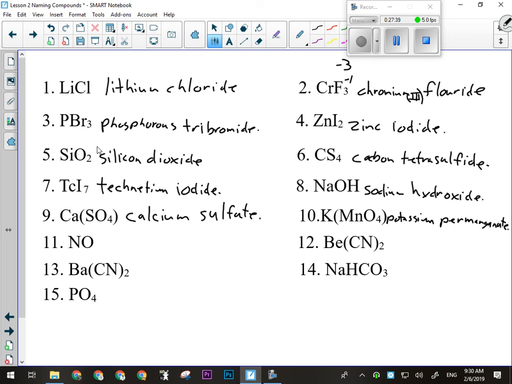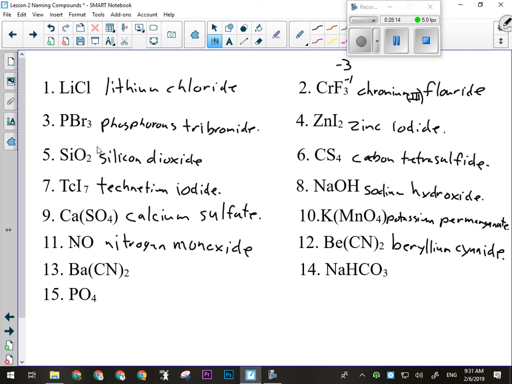Okay, number 11. We got 1 nitrogen, 1 oxygen here, molecular compound. So this will be nitrogen monoxide. Okay, and number 12, we have beryllium, which is a metal. And this polyatomic ion CN, which is cyanide. So this will be beryllium cyanide. Cyanide is highly poisonous and interferes with the metabolic processes of your cells. It's not good for you.